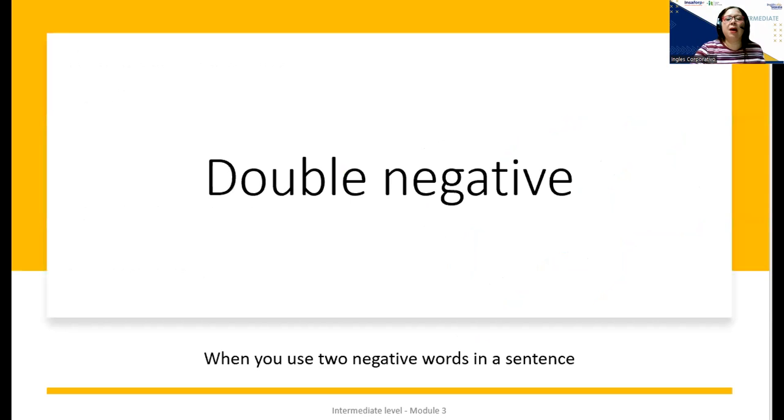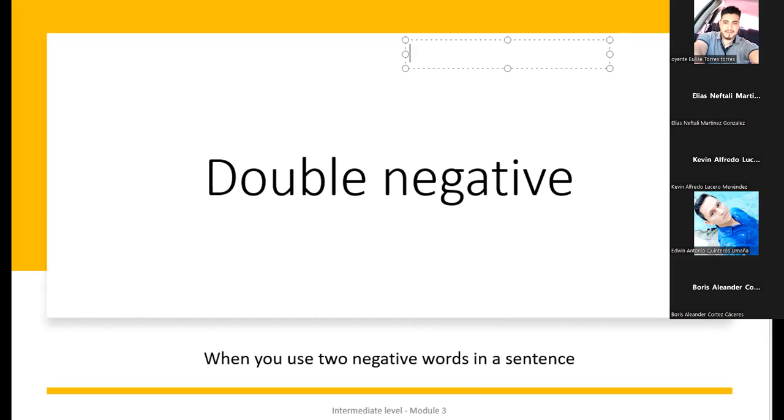Well, talking about the double negative. Double negative is when you use two negative words in a sentence. Negative words. Let's mention some negative words. What negative words come to your mind when we say negative? Well, I could say... worse. Okay.